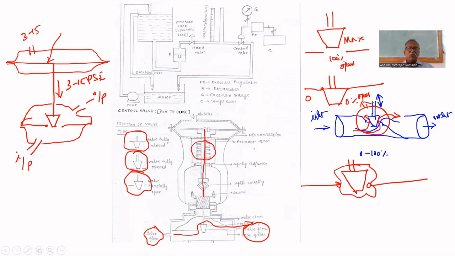You see that a spring is loaded here because if you remove the pneumatic signal, it should return to its original position. You are giving 15 psi, it is completely closed. If you remove that 15 psi, it should come again to completely open. 3 psi means completely open, 15 psi means completely closed. So after giving 15 psi, if you remove it back to 3 psi, it should again come to that original position. For that, the spring is loaded. The spring is there.